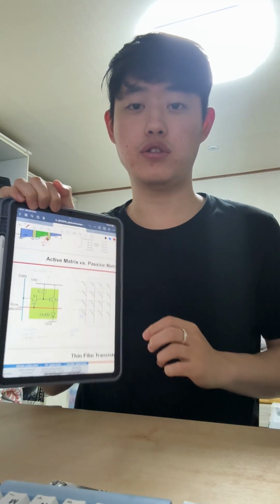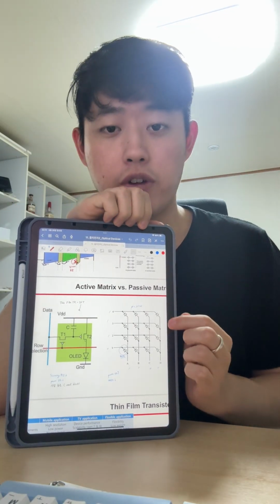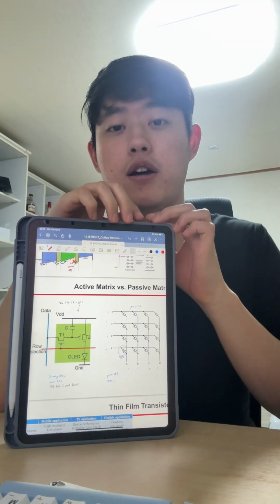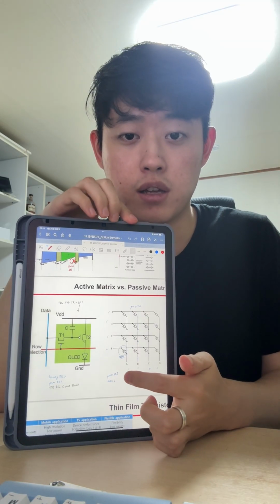Today I want to talk about optical devices and some memories. Okay. We want to talk about lasers and some matrices. First, there are two kinds of matrices, passive and active. Passive matrices look like this.